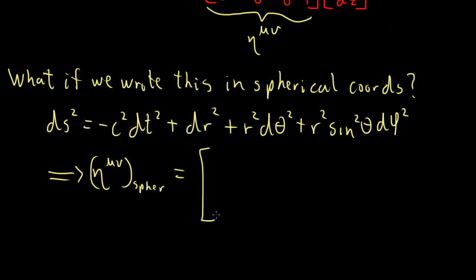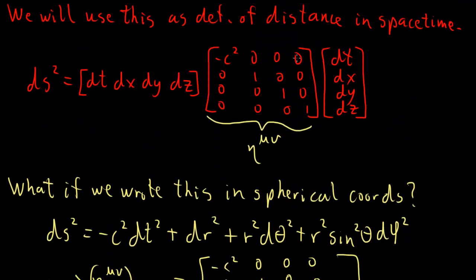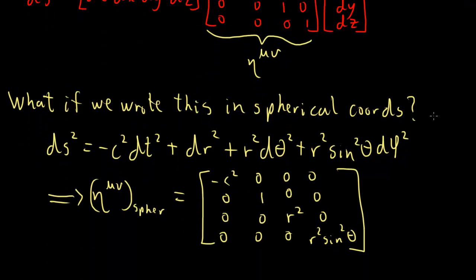I'm just going to skip right to this. We still have a minus c squared here, 0, 0, 0, 0, 1, 0, 0, 0, 0, r squared, 0, 0, 0, 0, r squared sine squared theta. So all we've done is take the metric for a flat space-time, this eta mu nu, from special relativity. Special relativity we'll say is flat because it doesn't have any forces acting, and everything moves in a straight line in special relativity. So we took that metric and then wrote it just using spherical coordinates.